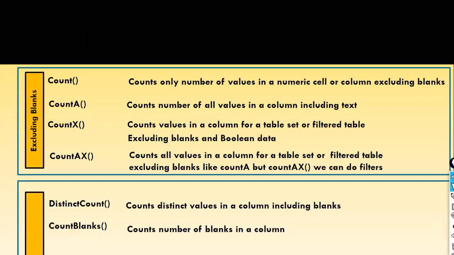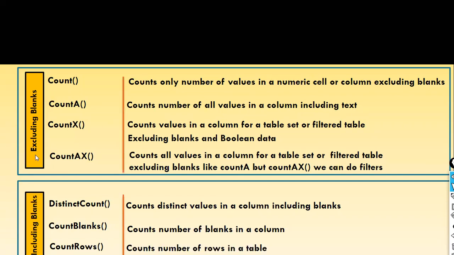See here, for you to understand quickly, I categorized the set of count functions into 2 different categories. One is excluding blanks, the other is including blanks. The count function, count A function, count X function, and count AX function, these 4 functions fall under the category excluding blanks. For the sake of simplicity, I made it like this. The distinct count, count blanks, and count rows functions include the blanks.